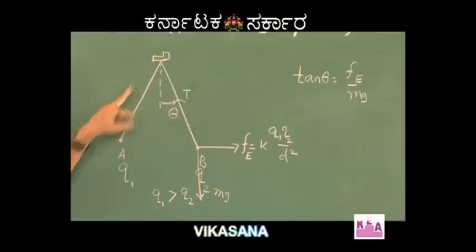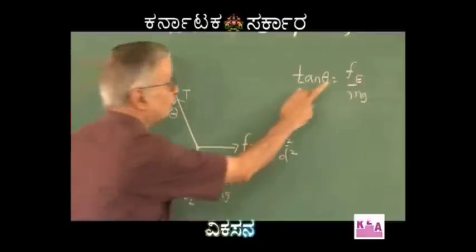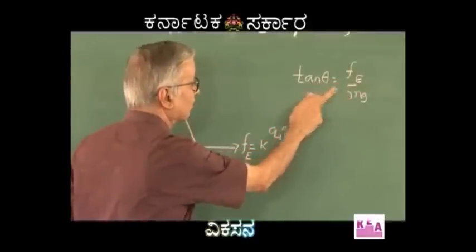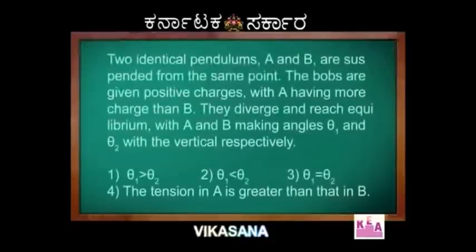Therefore, both for the pendulum A as well as the pendulum B, you can observe that Fe is same, mg is same, therefore tan theta is same. In other words, theta 1 is equal to theta 2. Therefore, third option is correct.